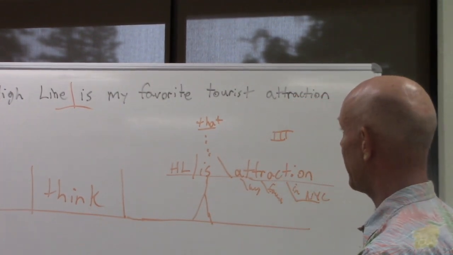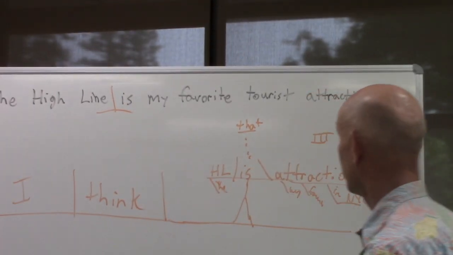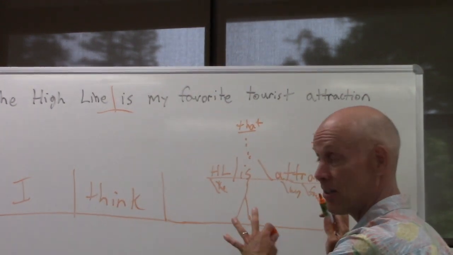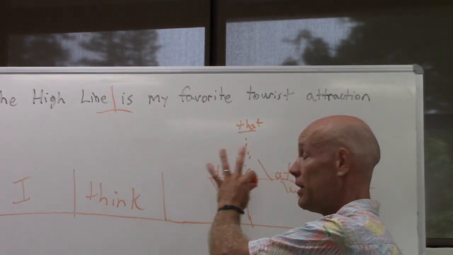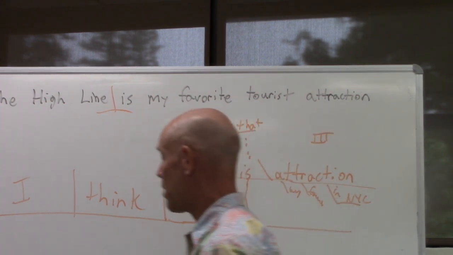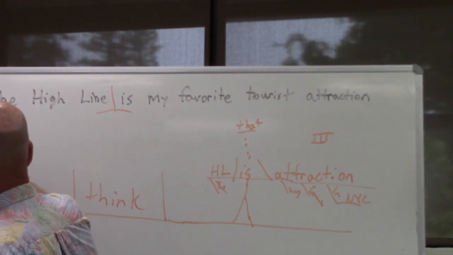I think that the High Line is my favorite tourist attraction. So what is it that I think? I think this. So we have noun phrase 1. This is noun phrase 2, this whole mess here, right? So if we only have 2 noun phrases, what's our pattern? It's a pattern 7.